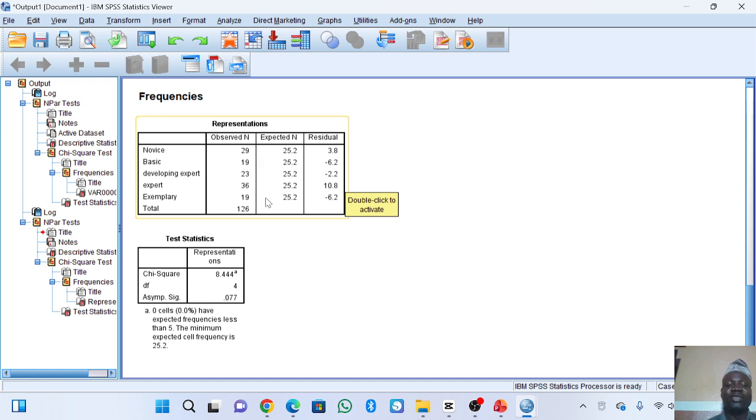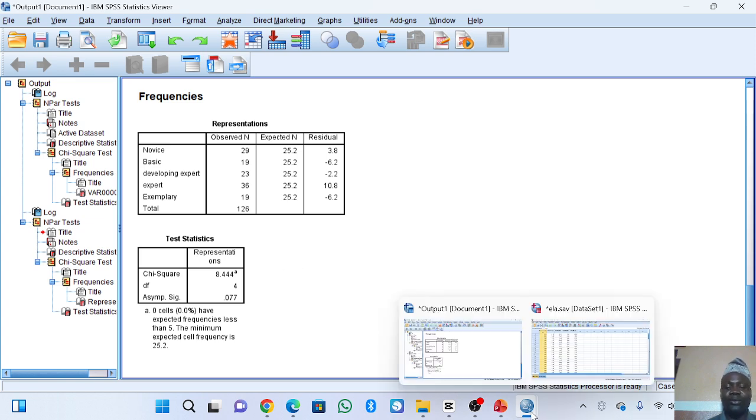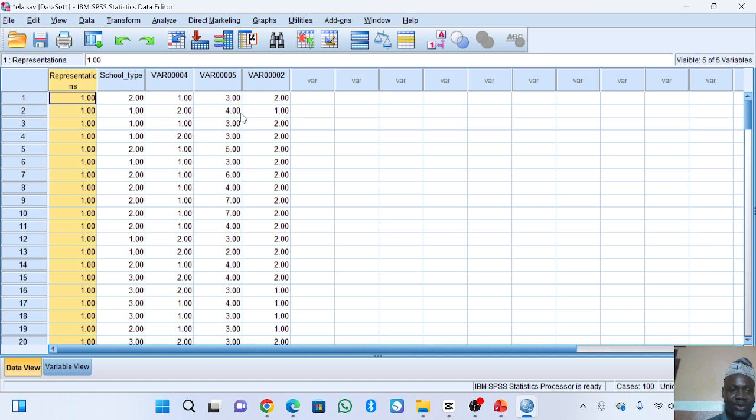And you will notice that except for the expert group, where we have a residual of 10.8, that's the only group. Across the groups, the residual difference is not so high. So for us to say that there is no significant difference. So this is how to run the goodness of fit type of chi-square.